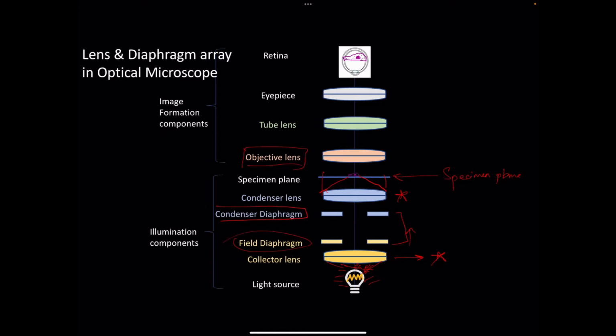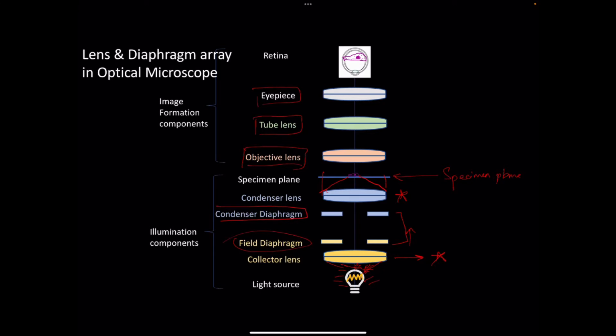The light goes from the objective lens through the tube lens to the eyepiece. So there are two more lenses coming into the picture right now. There is another tube lens after the objective lens, and then there is the eyepiece. After the eyepiece, you have your retina or a camera where the image will be formed.